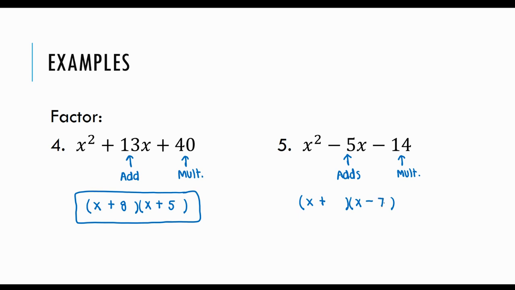I want 5 to be negative, which means the bigger number is going to have to be negative. Notice that 2 minus 7 will get you that negative 5, and 2 times negative 7 is that negative 14. Once again, if you decide to put the negative 7 in the first parentheses and the positive 2 in the second, your answer is still the same.